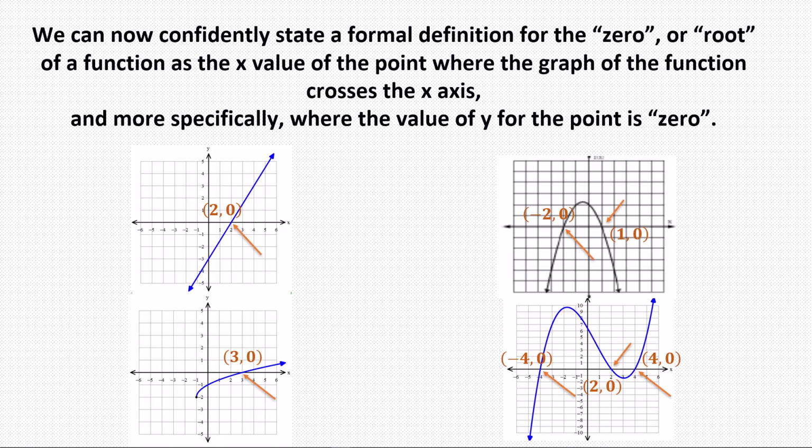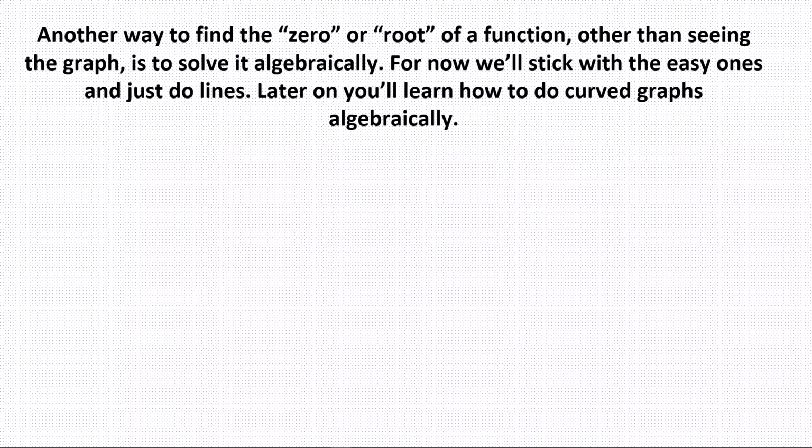We can now confidently state a formal definition for the zero, or root, of a function as the x value of the point where the graph of the function crosses the x-axis, and more specifically, where the value of y for the point is 0. Another way to find the zero or root of a function, other than seeing the graph, is to solve it algebraically. For now, we'll stick with the easy ones and just do lines. Later on, you'll learn how to do curved graphs algebraically.